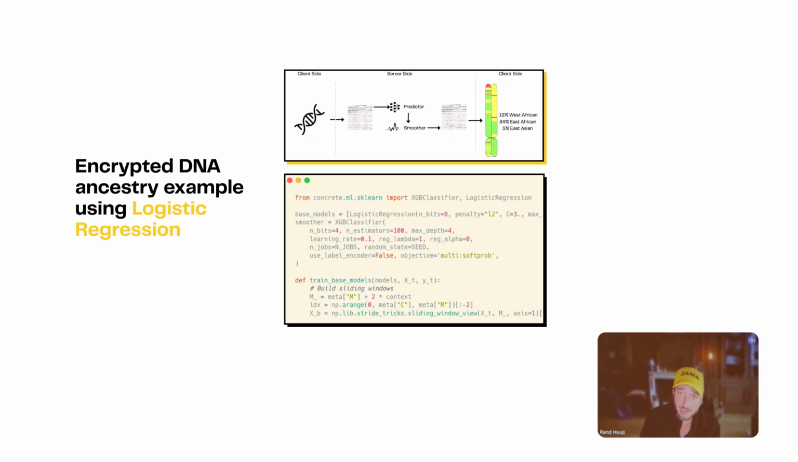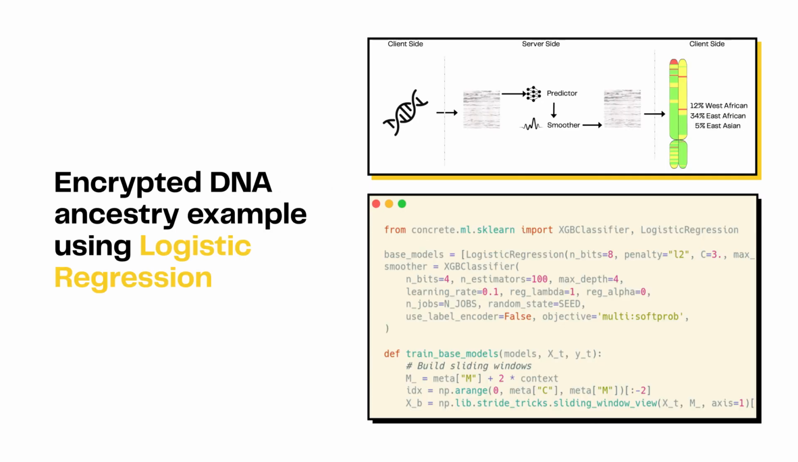Another example that someone did recently with our library is a 23andMe DNA ancestry example. Here, we're not using neural networks, we're using something simple like a logistic regression. So you can see how this works. You just import the XGBoost classifier and logistic regression models from the Concrete ML library. Basically, just train it in plain text and then convert it to FHE, and then you can start doing predictions.